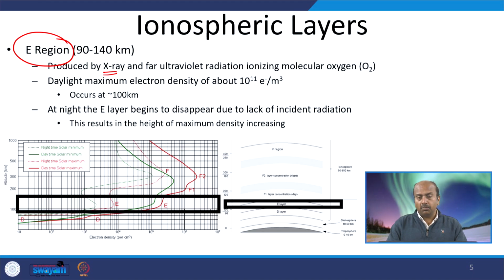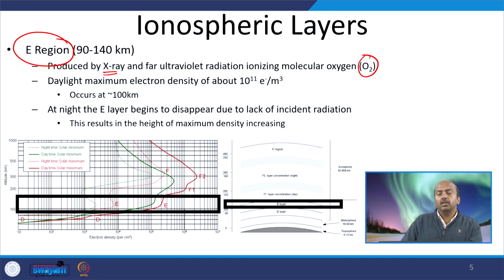So, the entire spectrum of atmospheric species, nitrogen, oxygen, molecules, atoms, other trace species, all of them can be easily ionized by the X radiation. So, E region, 90 to 140 kilometers, is mainly produced by X rays and far ultraviolet radiation ionizing molecular oxygen.